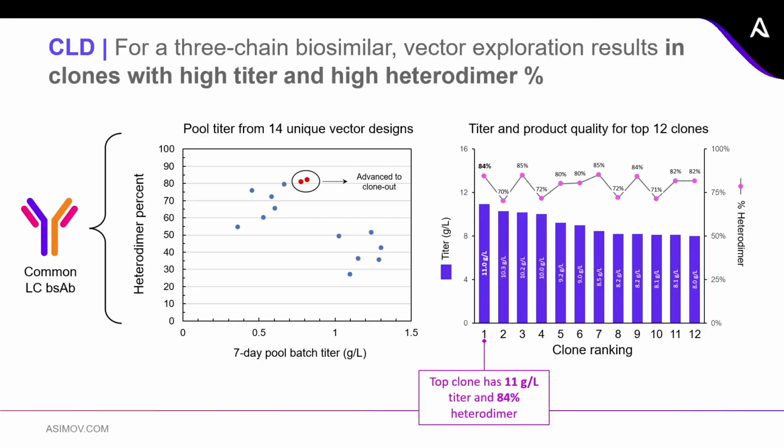And so when we took it to the clone screen stage, you can see on the right that we were able to maintain high heterodimer percent from this pool for all 12 clones that we were able to find from this clone screen. And you can see that it was above 70% across all 12 of the clones, as well as maintaining high titer of 8 grams per liter for all 12 of the clones, with the highest clone actually hitting 11 grams per liter with 84% heterodimer. So this demonstrated that not only was our vector optimization successful, it was proven through the clone screen and went even higher than what we expected.